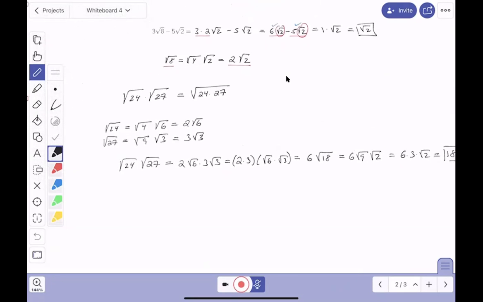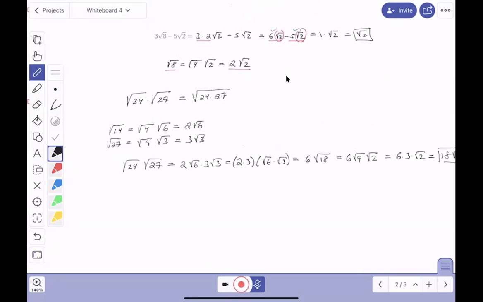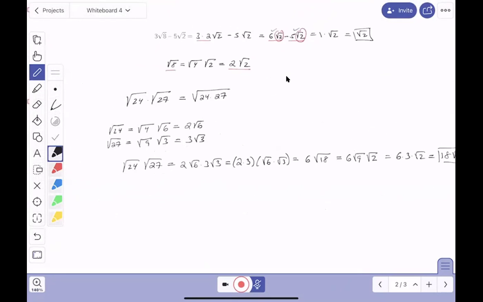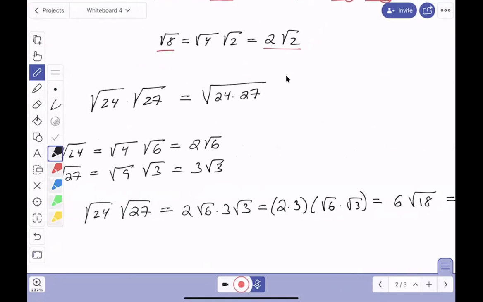All right, so what I'm going to claim over here is that I don't mind you doing this. Somebody says, no, I don't want to do what you just did. I want to do this instead. If you're going to do this instead, what you're going to do is 24 times 27, and you need to multiply it together. Let's go through that.